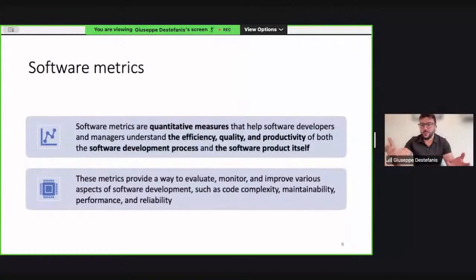So we can measure two things: the development process and the software product as well. And by looking at these measures, we try as much as we can to improve the aspects of software development: complexity, performance, reliability. But from the point of the software process, we can also improve the quality of, let's say, the daily work of software developers. So also human aspects in software development are extremely important.